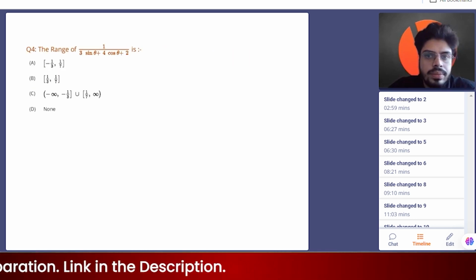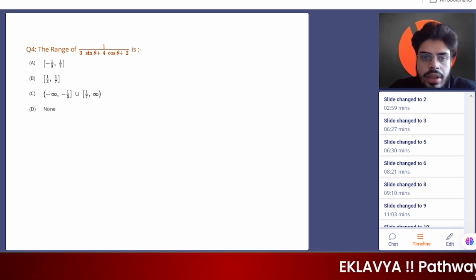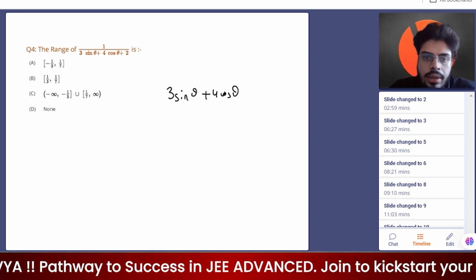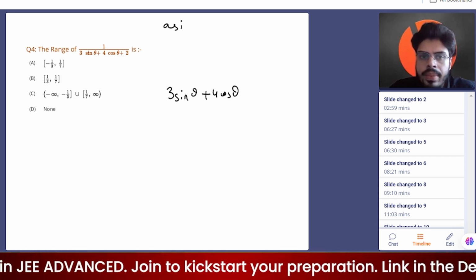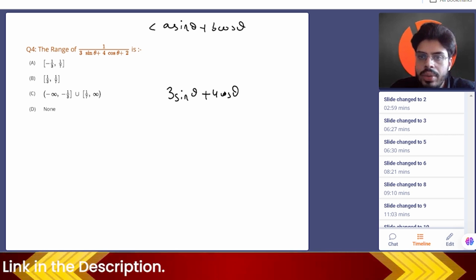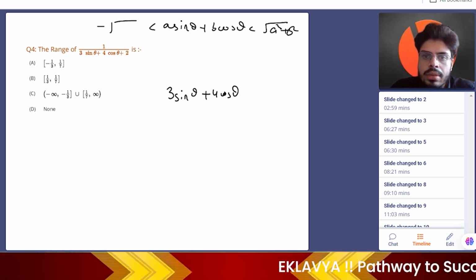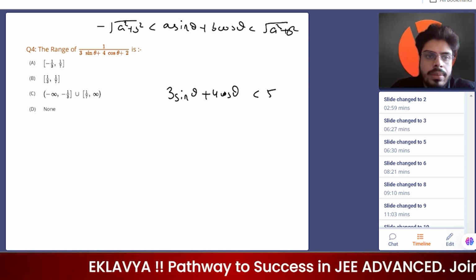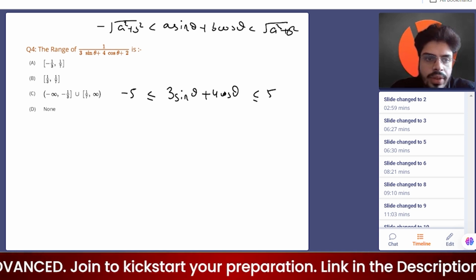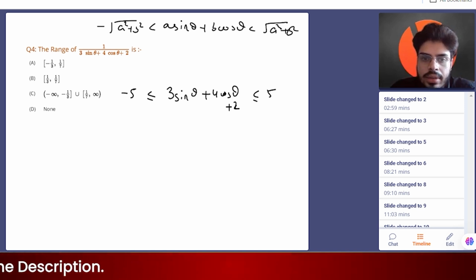Now the fourth one. So the range of this function. If you see the denominator, that is 3 sine theta plus 4 cos theta. We know this thing, a sine theta plus b cos theta ranges between plus and minus under root a square plus b square. So this will range between 5 to minus 5. If I add 2 here, I have to add it to this side also.